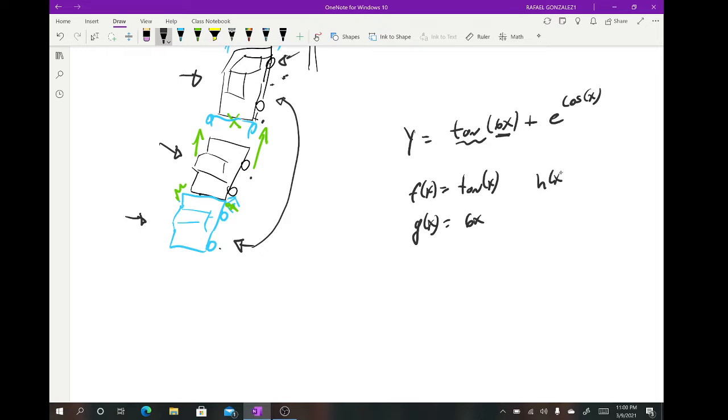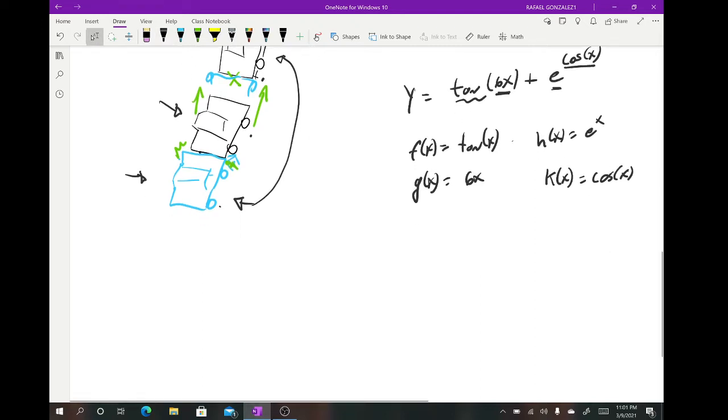Then let's say h of x is going to be e to the x, just an exponential function. Let's say k of x is going to be equal to cosine of x, the trigonometric function up here. I have a y that is a composition of all of these functions. So when you take the derivative of a composition, you are affecting things on the inside.